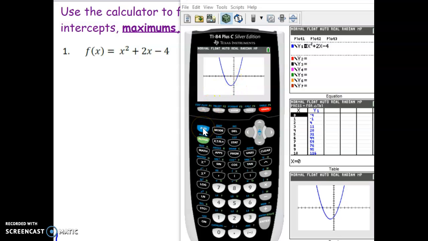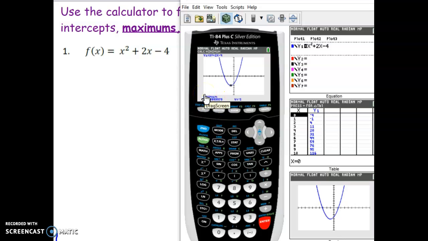So to find that, write this down: second trace to get to the calculate screen, and we're going to go down to number 3, which is minimum. It's basically going to ask us the same questions as it did with the x-intercepts. I'm going to go to the left of the minimum and hit enter. And then I'm going to go to the right of the minimum and hit enter. And now I'll go back to the middle and guess and hit enter again. All right, and there's my minimum value.